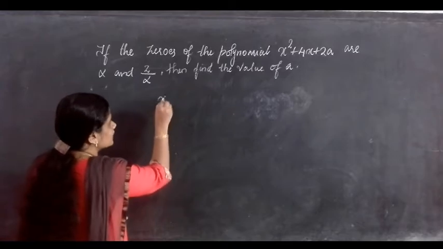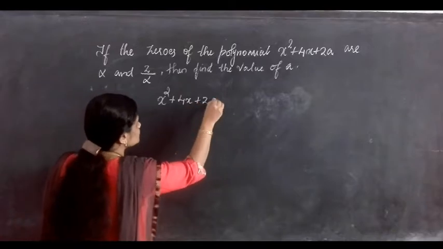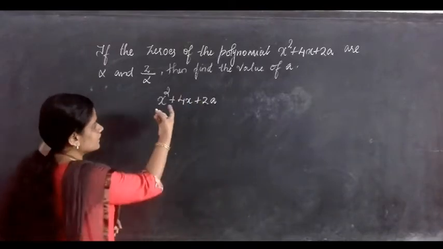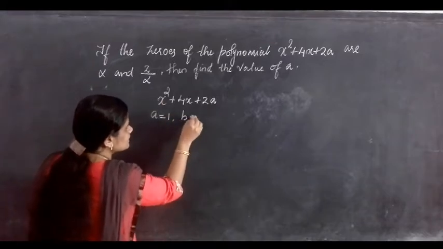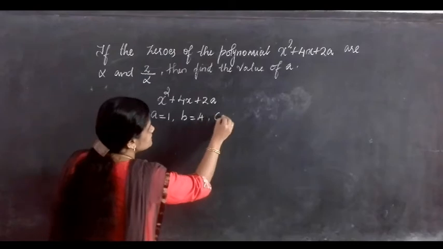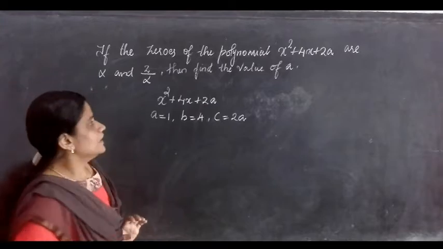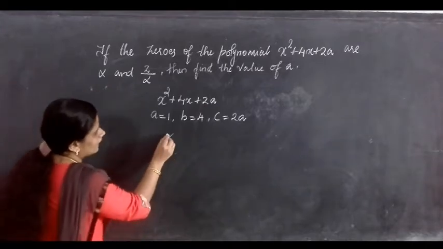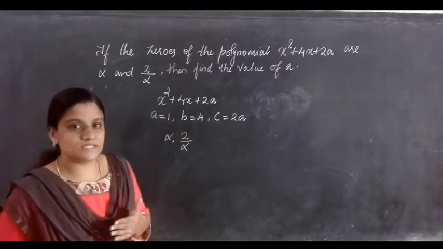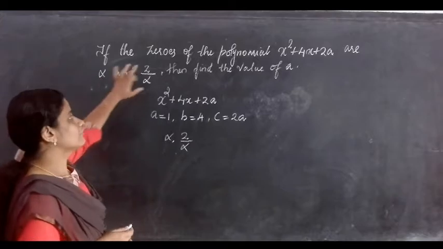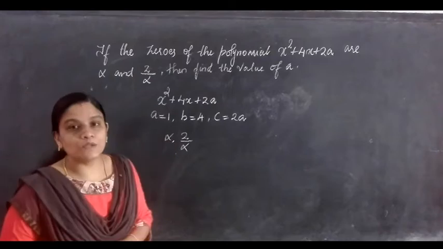The polynomial given to us is x square plus 4x plus 2a. So from here, what is a? a is equal to 1, b is equal to 4 and c is equal to 2a. This is the constant 2a. Now the zeros given to us are alpha and 2 by alpha. Instead of alpha and beta, they have given us these as the zeros. Now the question is we have to find the value of a.